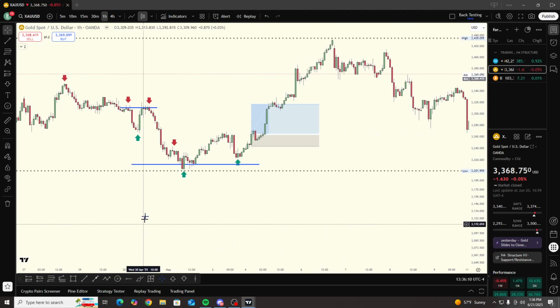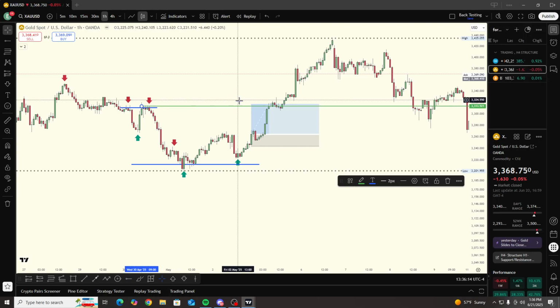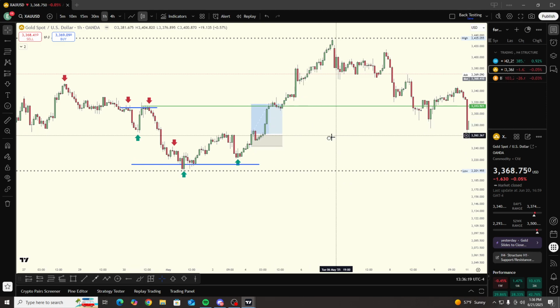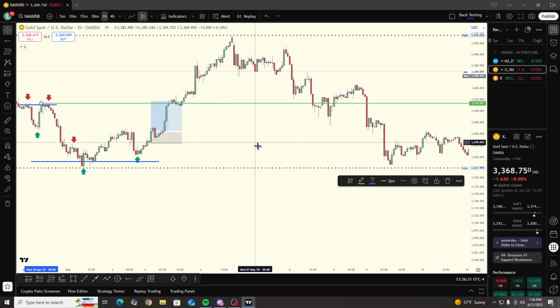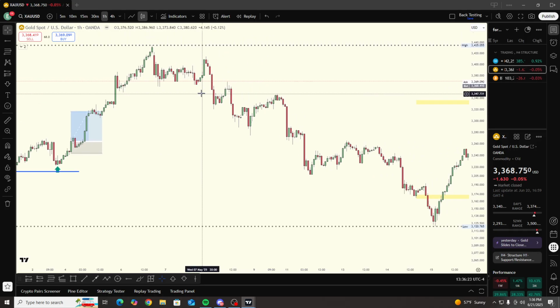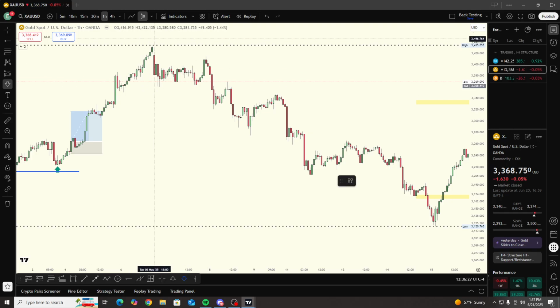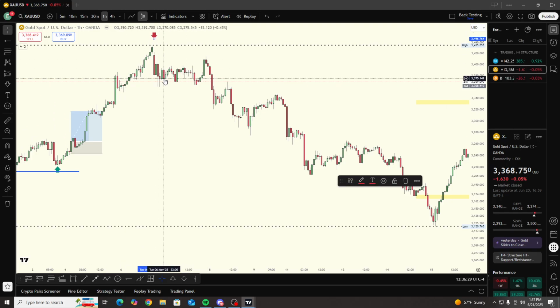You could use previous structure for take profits, but as I said, I use fibs. So, alright, that could be one trade right there. Here, I would mark off this resistance and this support.